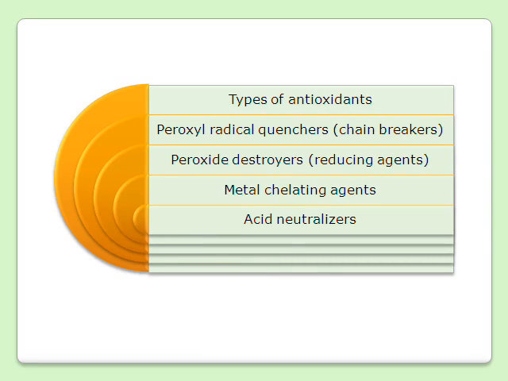The peroxide destroyers work on the initially formed or the subsequently formed peroxides and reduce those back to alcohols. There are other kinds of antioxidants that work by different mechanisms.